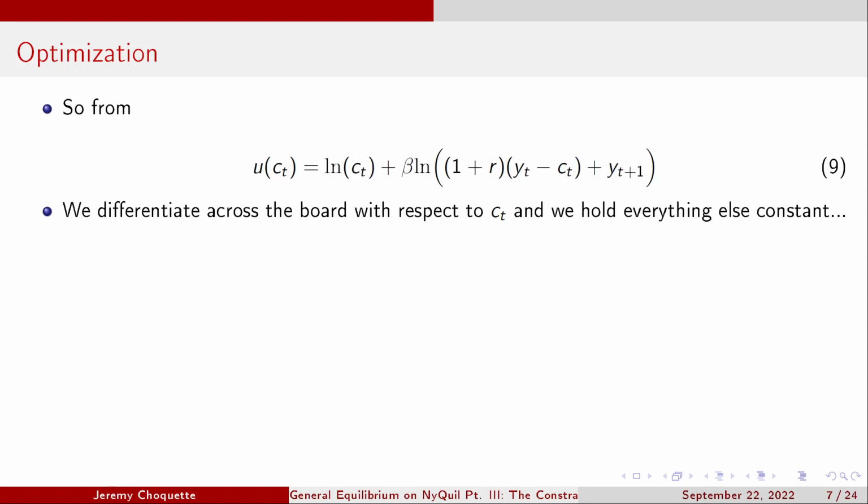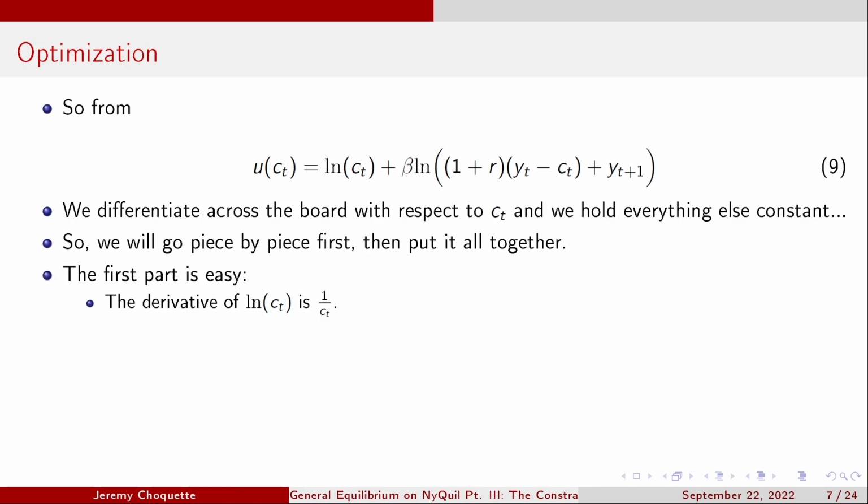So I differentiate across the whole thing with respect to C_t, and I hold everything else constant. So r doesn't change, beta doesn't change, y doesn't change. It's just C that I'm allowing to change. Everything else is held constant. So let's go piece by piece. The first part is easy. The derivative of the natural log of C_t is 1 over C_t.